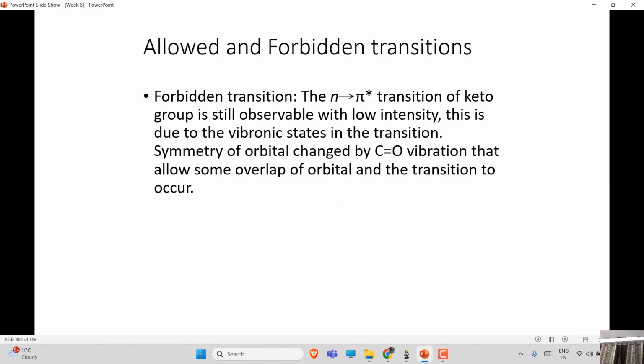Now for forbidden transitions, the n to pi star transition of the keto group is still observable with low intensity. This is due to the vibronic states in the transition. The symmetry of the orbital is changed by the C=O vibration, which allows some overlap of orbitals and the transition to occur.